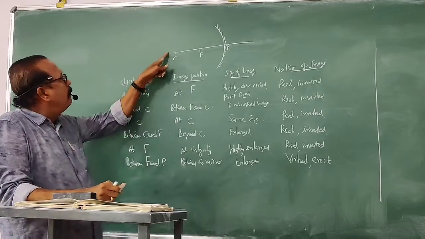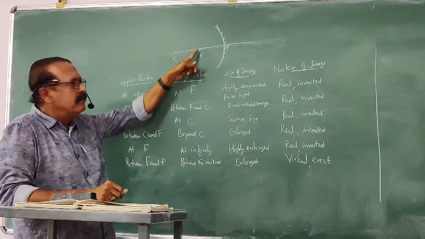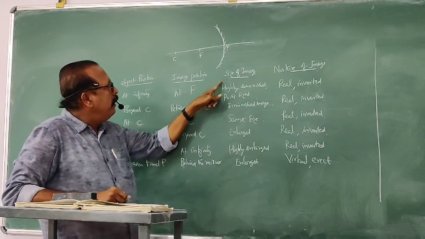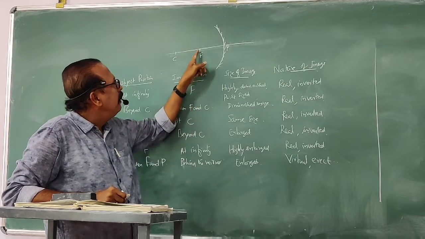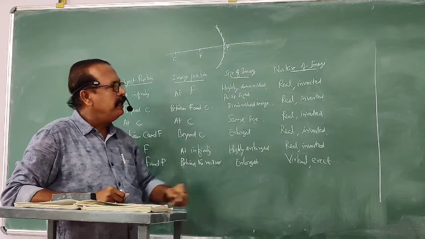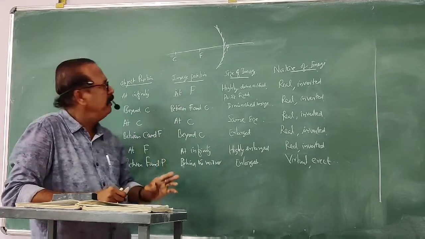See the first one, object far away at infinity, the image is formed at the focus. Highly diminished image, point-sized, a small point-sized image. Next, what is the nature? The image is real and inverted. You can focus it on the screen, but an inverted image is obtained.